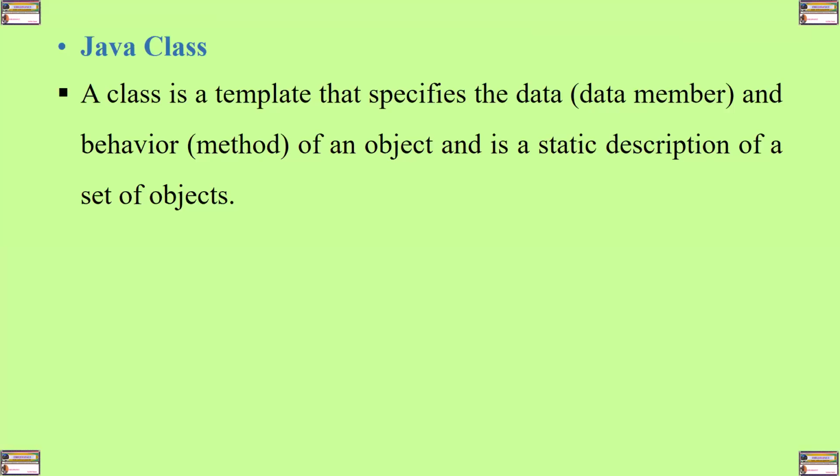Because in every class, we have been having a method. And other than the method, we have also been having some data members, or what sometimes people call the local variables.